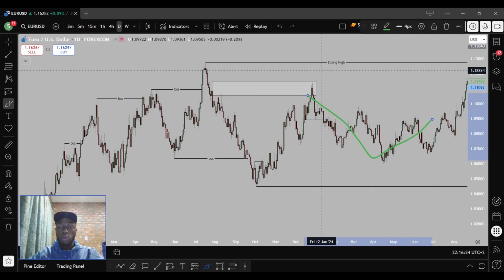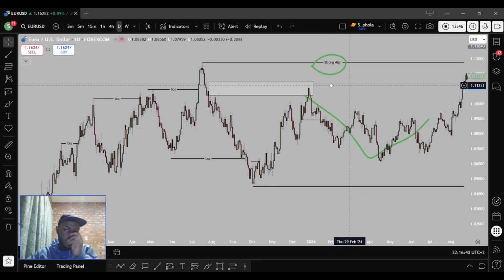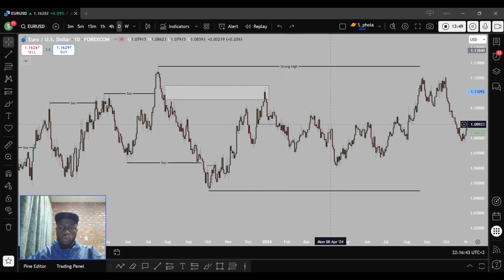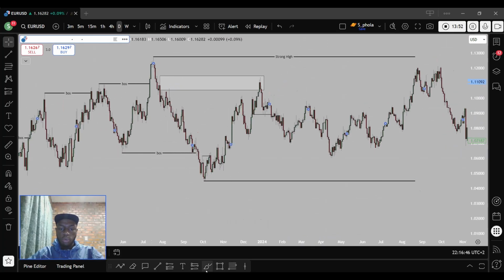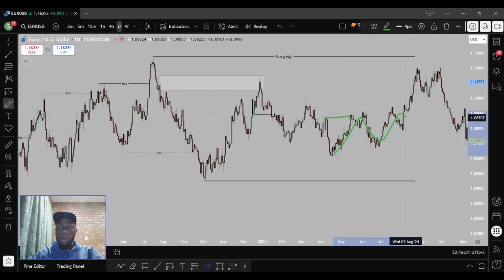Hopefully, you said no, because why? Our strong high is still intact. Understand? We don't confirm a trend change until our swing strong high or strong low gets broken, right? So cool. Price switches bullish here for a potential deeper pullback. Then what does price do? Price switches bearish again for a potential continuation, right?